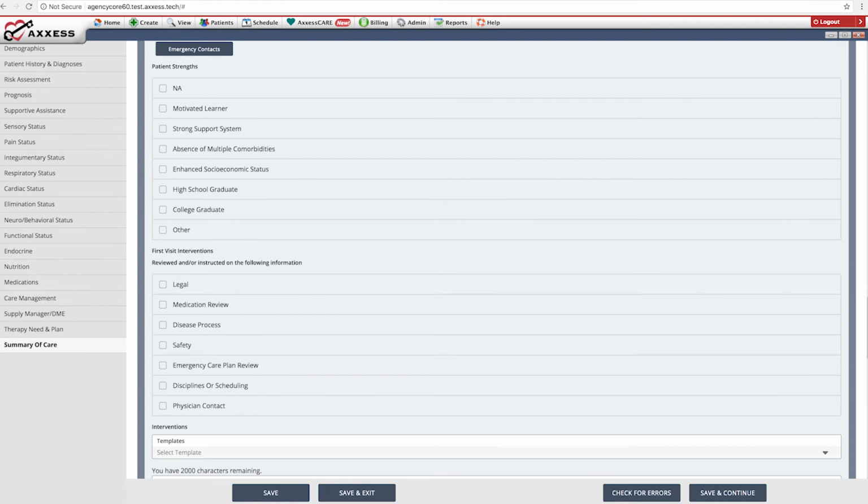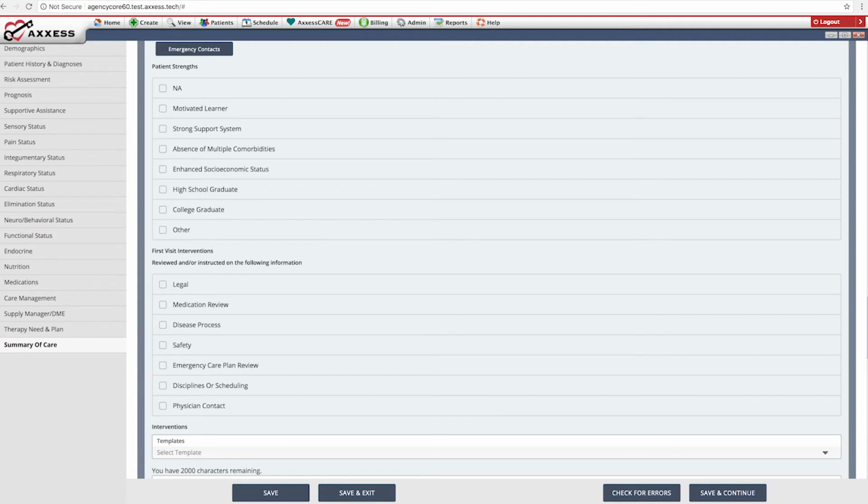Patient strengths. So we looked at what are some of the different weaknesses. We also want to know, what are their strengths? Are they motivated? Do they have a strong support system? A person with an absence of multiple comorbidities, a lot of times those are the 55, 60, 65-year-olds that we get who are knee or hip patients, and they don't really have a lot of comorbidities, maybe just hypertension.